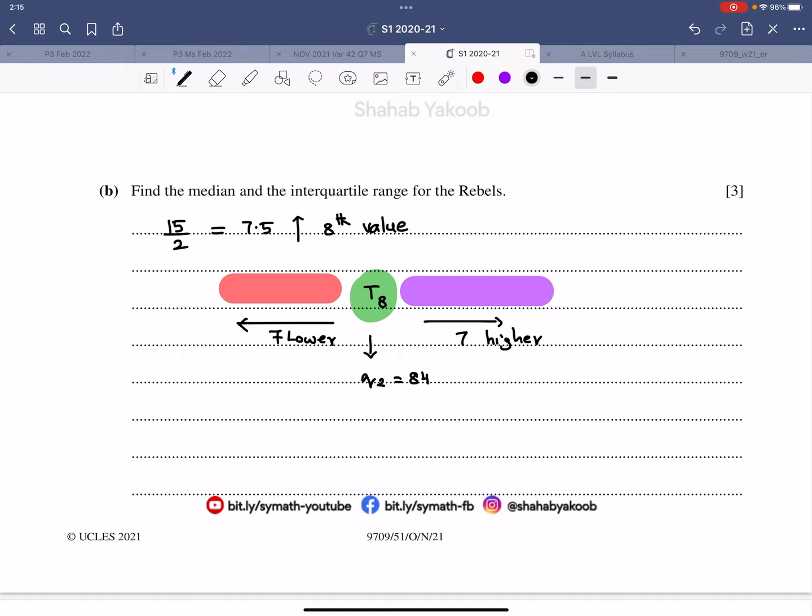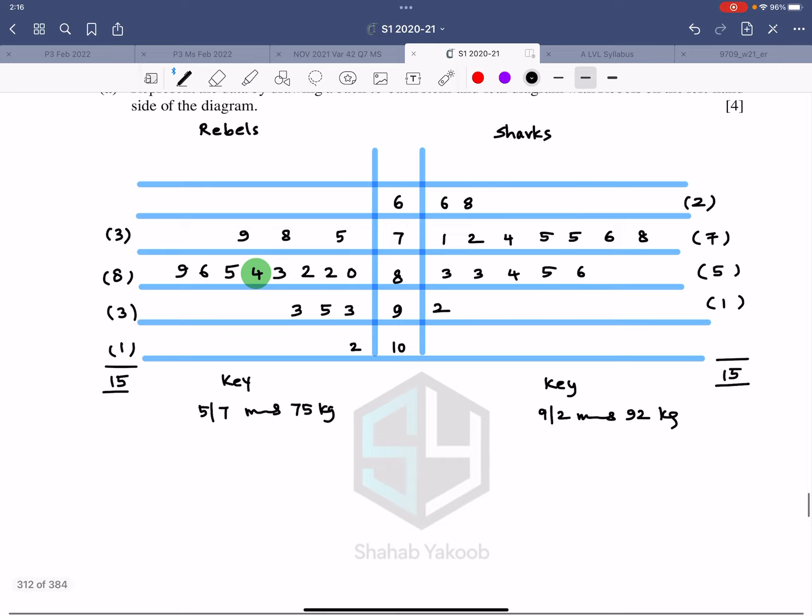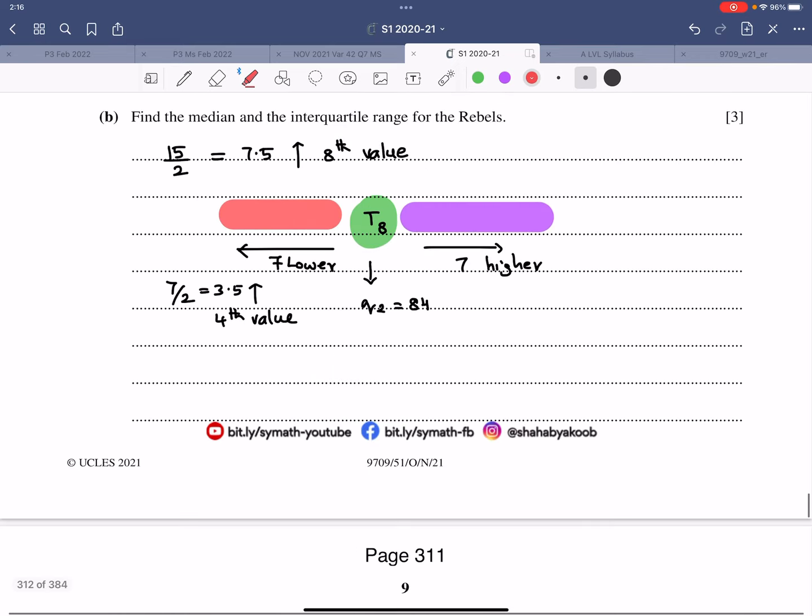Then what are we looking for? From the 7 lower values, 7 divided by 2 is 3.5, rounded up, that's the 4th value. And the same goes for here. So from these orange values, this is 1, 2, 3, 4, 5, 6, 7. The 4th value is what I'm looking for. So 0/8 is 80. So the lower quartile is 80. So Q1 comes out to be 80.